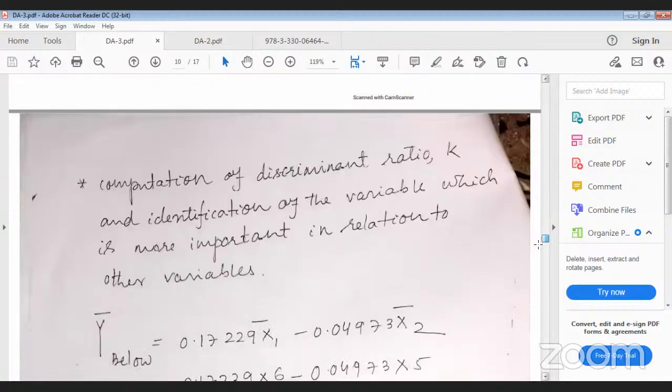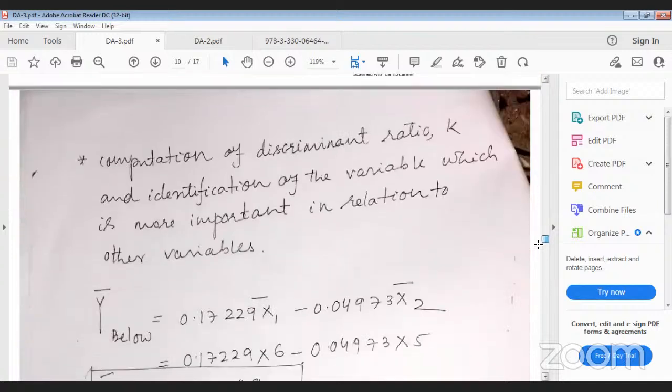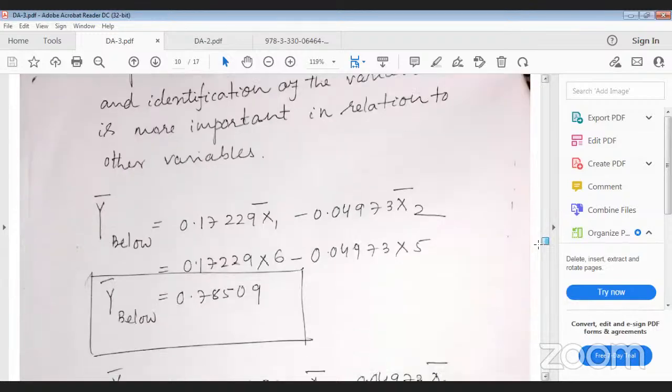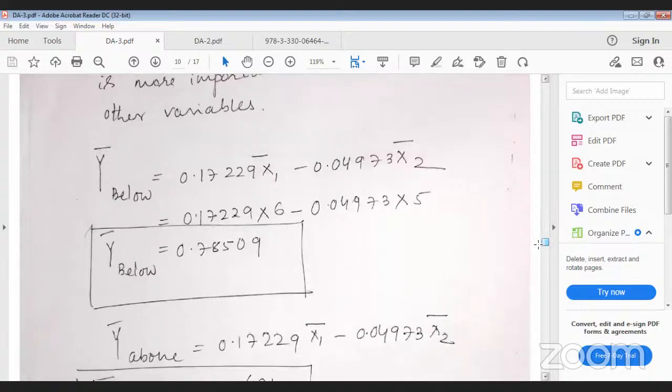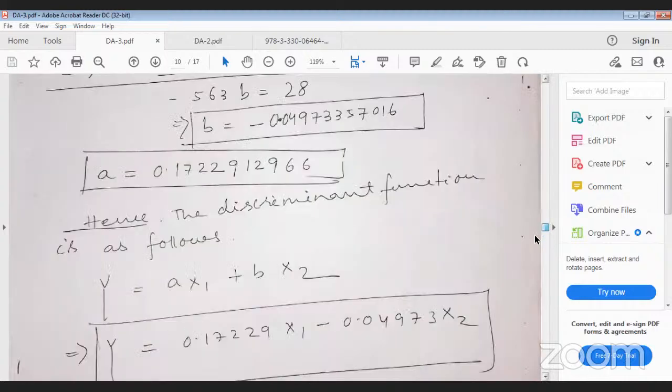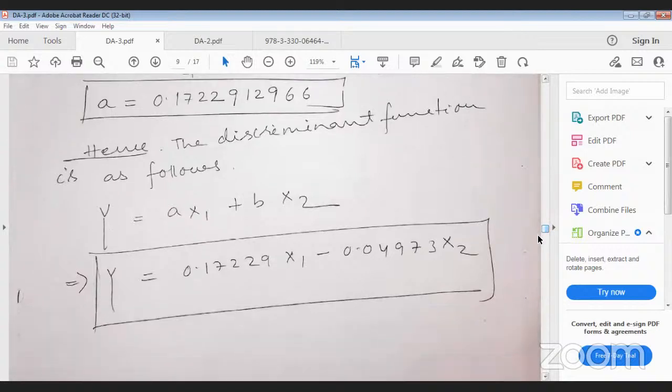Now the computation of the discriminant ratio, that is your k, and identification of the variable which is more important. This is the most important point, that we have to calculate the k and identify which variable is the most important one. So here, y bar we have already got, 0.17229, x1 and 0.4973. This value we have got.